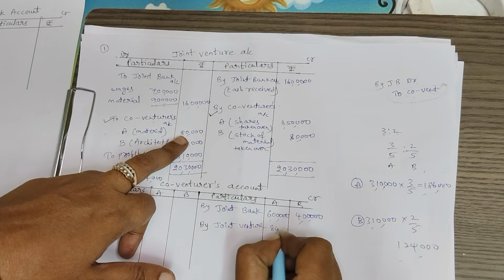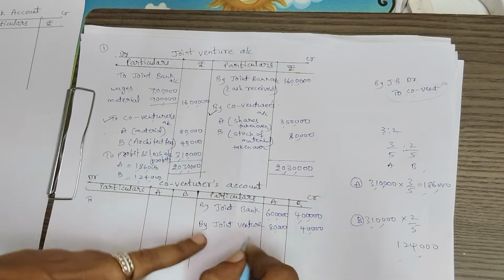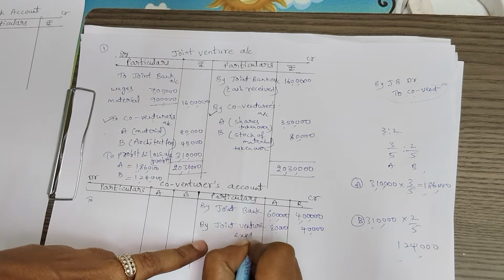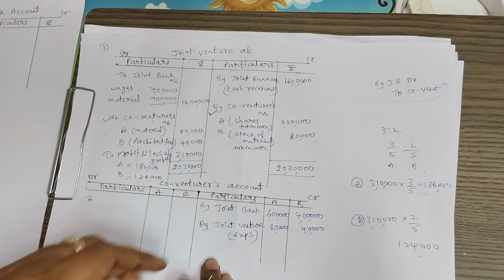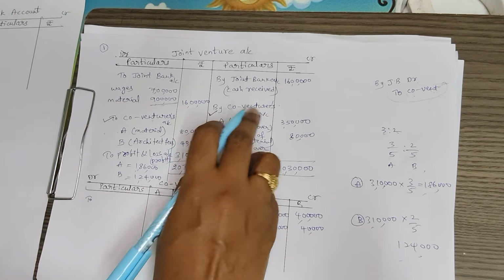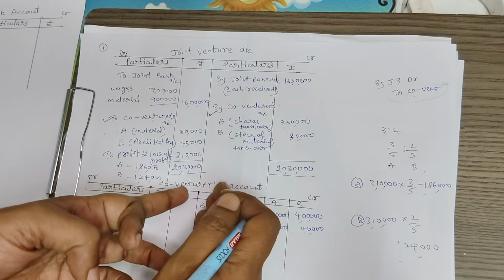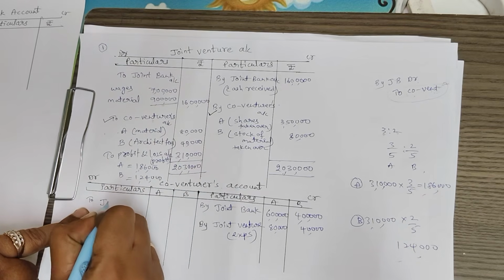So what should we write here? For A 80,000 and for B 40,000. So what are those values? Expenses paid by co-venturers. Yes. And next coming to the credit side, co-venturers account. So it is the credit side of the joint venture. In the co-venturers account that will be the debit side. What should we write? Joint venture.